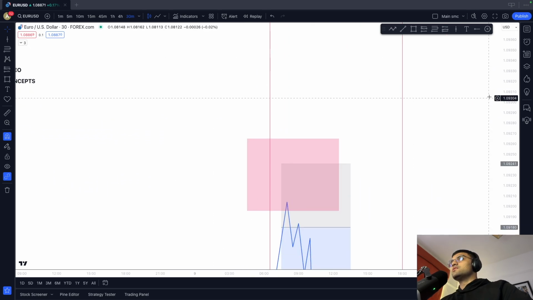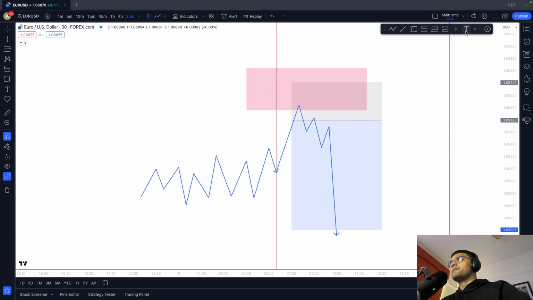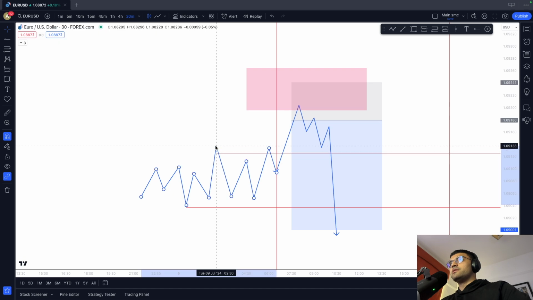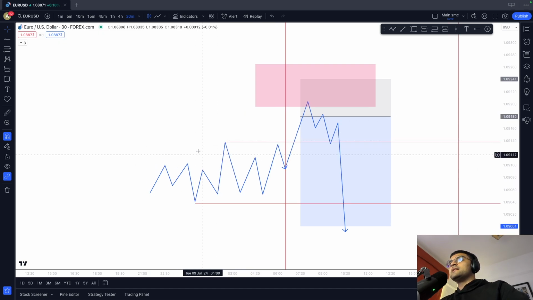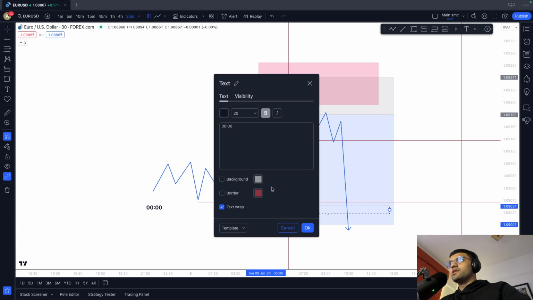So this is what the strategy looks like in a nutshell. Okay, we have the Asian highs, we have the Asian lows. Asian high right there, we have the Asian lows right there, or Asian high can be there. Now the timings of the Asian range are as follows. We have midnight UK time to 6 a.m. UK time.